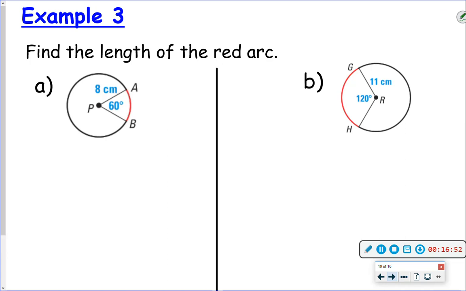Okay, I'm on it. So of course I'm using my arc length formula, the two fractions, fixed measure. This is always 360. Don't even think about it, it's just 360. Got it. Now, what are we finding? It wants you to find the length of the red arc. So we need this piece. I'm just going to call it X. That's what I'm going to find.